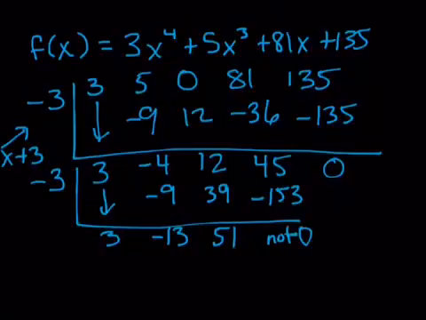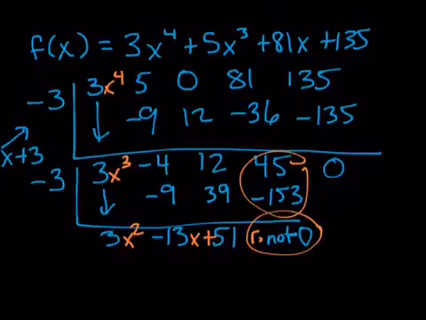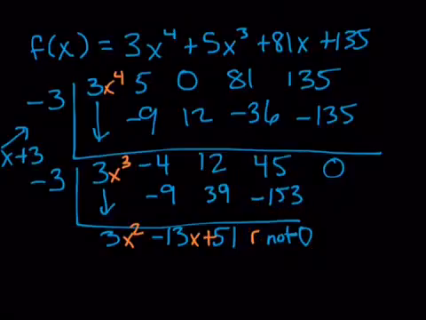Since I'm dividing it again, this original was x to the 4th, then we had x cubed, this is going to be x squared minus 13x plus 51, and then this last number is the remainder. I can tell whatever this is, it's not 0, so that tells me that -3 is not another root of this polynomial, so I don't have another factor of x plus 3. So that tells me the multiplicity of -3 is just 1.